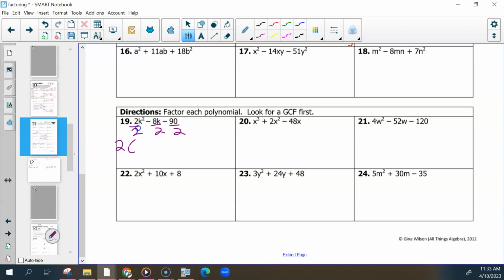What would be left in this first term? K squared. And then the next one? Minus 4k, and the last one. So after you get that GCF taken care of, then you have to look and see, can we factor it like we were just doing? Can we find two numbers that multiply to be negative 45 but add to be negative 4?